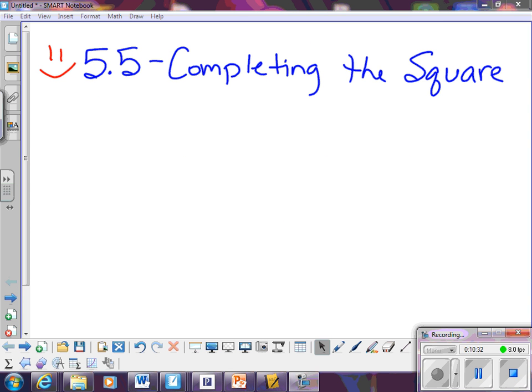All right, completing the square. I just looked and saw the smiley face. I was like, why is that there? I remember now. Okay, so when you complete the square, it's only with quadratics, okay? So remember that a quadratic is of this form, okay?